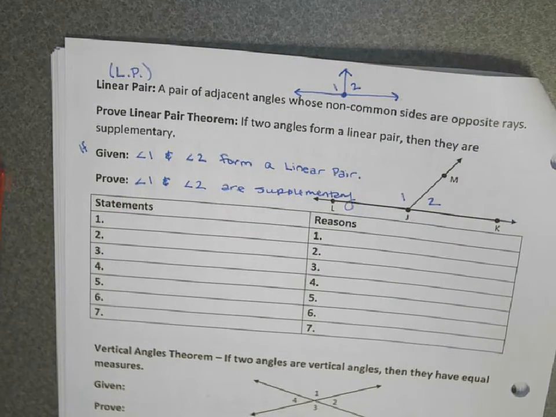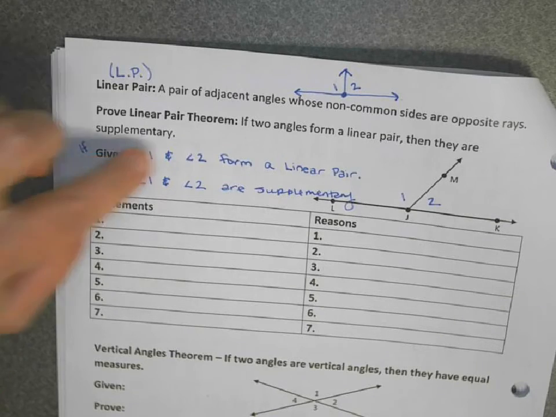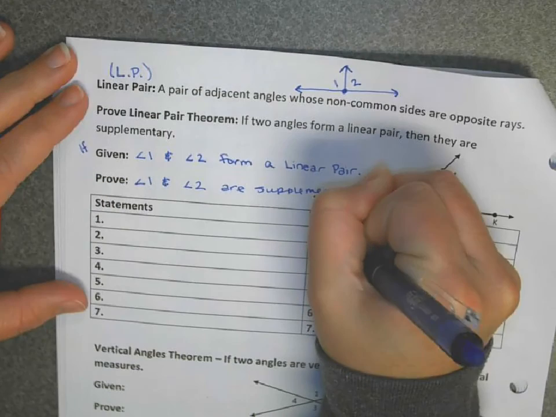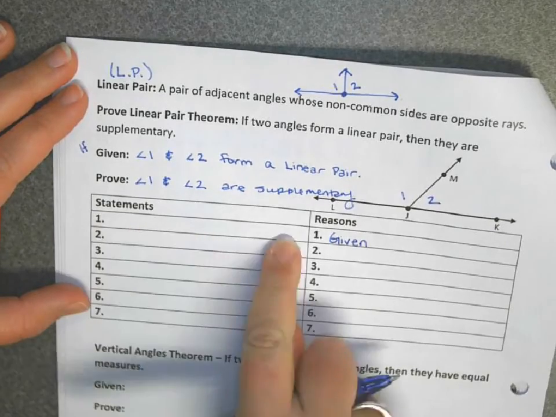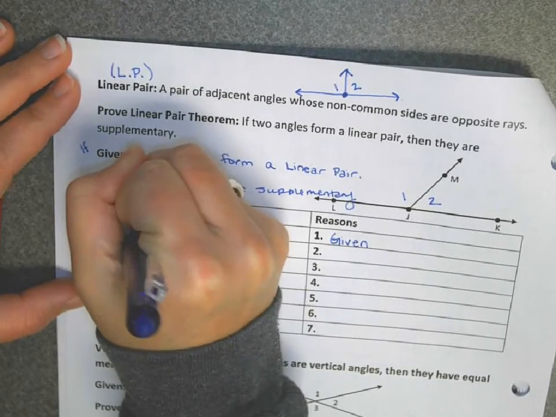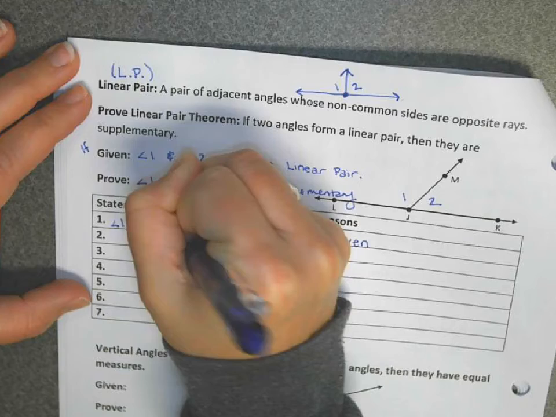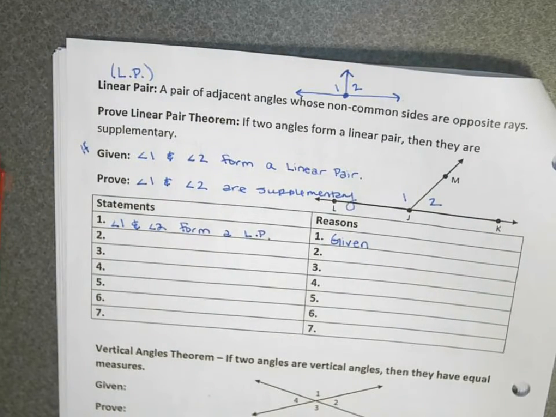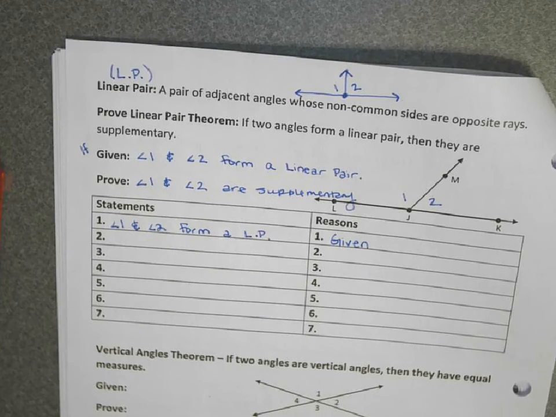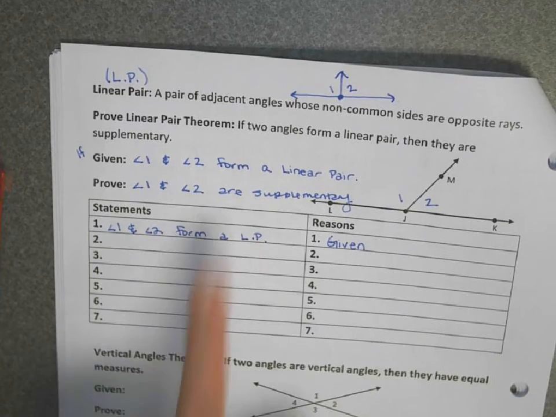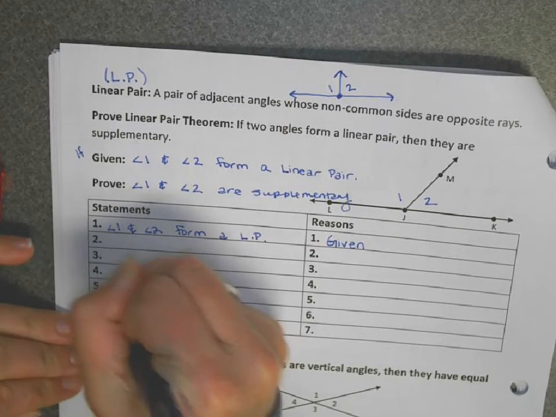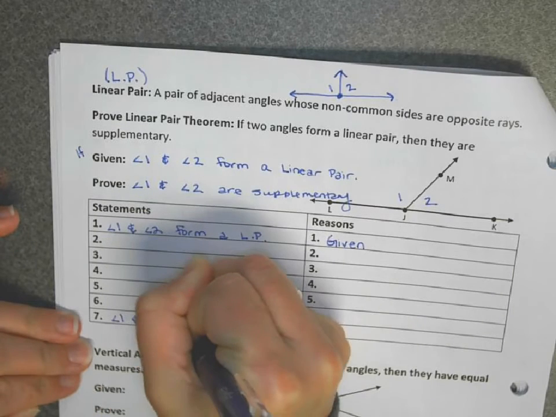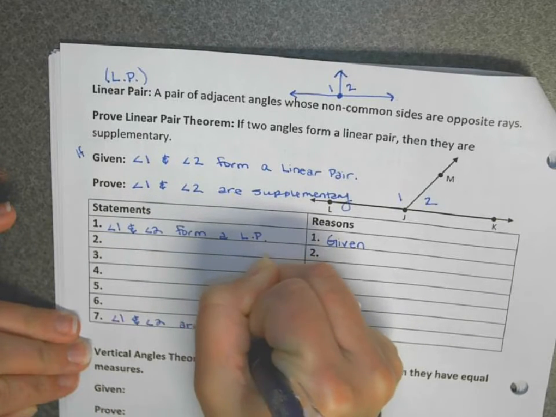Okay. I know the very first thing in my proof, my very first statement, is going to be my given. That will be my reason, and I'm going to write down my given as a statement. Angle 1 and angle 2 form an LP. Okay, 1 and 2 are a linear pair. I can tell already that my very last statement is going to be what I'm trying to prove, that angle 1 and angle 2 are supplementary.